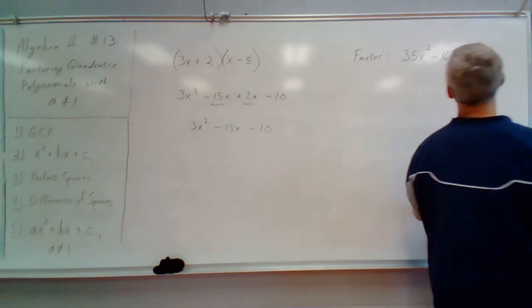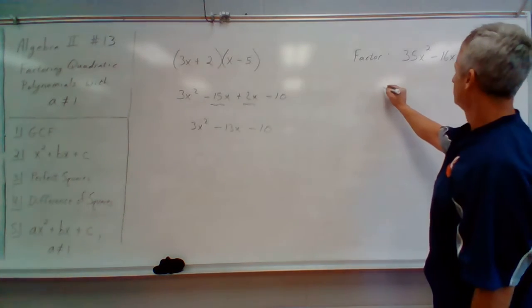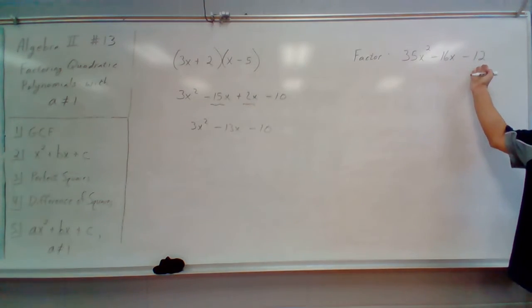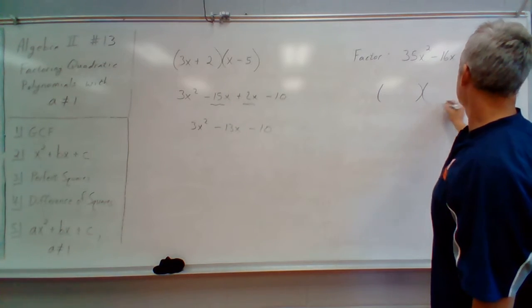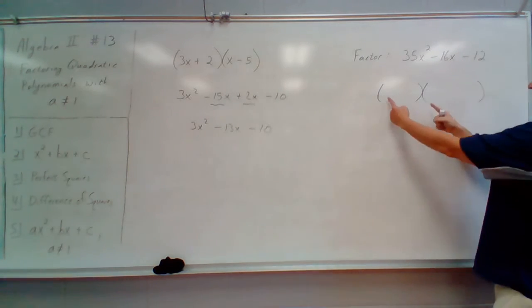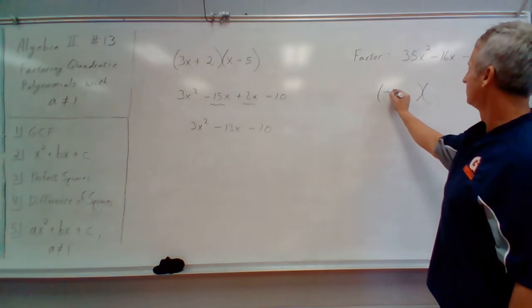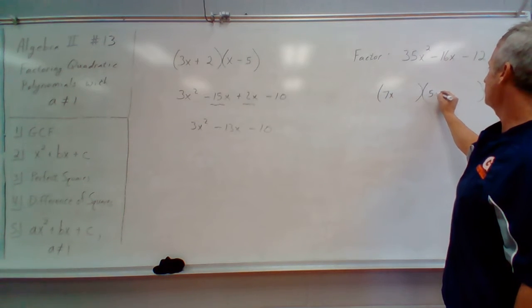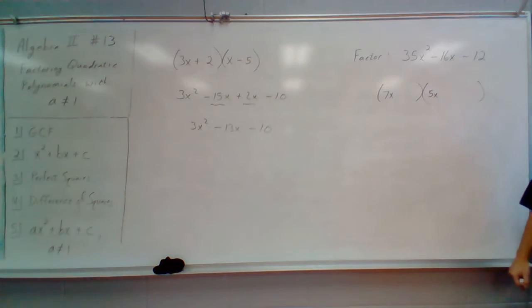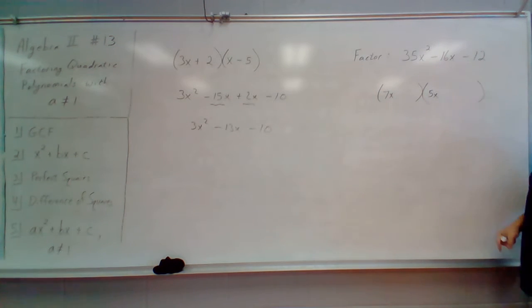Let's try to factor 35x squared minus 16x minus 12. Okay. Is there a GCF? No, no GCF. So let's try to factor this. What times what will get me 35x squared? Well, 7x and 5x, that'll work. I need two numbers to multiply to get negative 12.